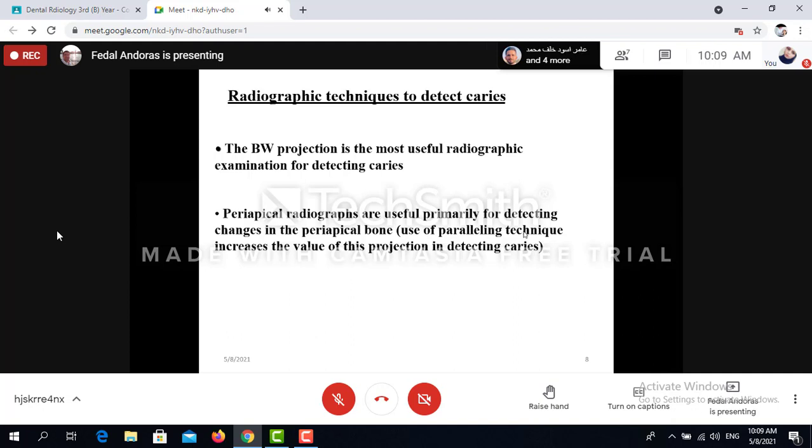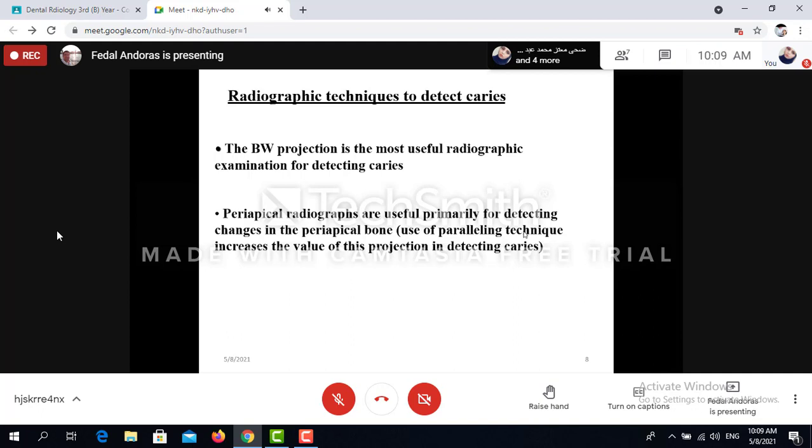Periapical radiographs are useful primarily for detecting change in the periapical bone in the periapical area. But using the parallel technique increases the value of this projection in detecting caries. So first in line is bite-wing. Second, periapical radiograph, parallel technique.